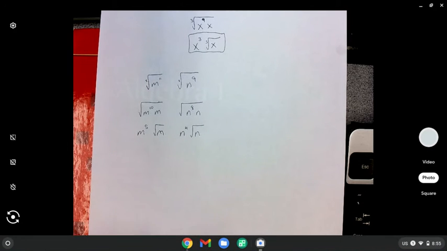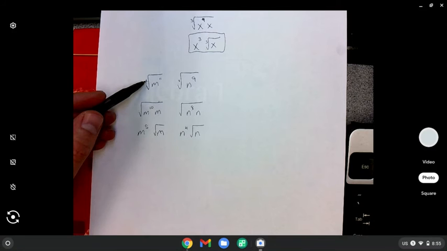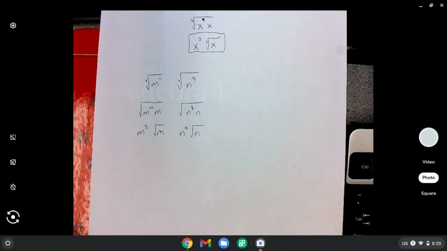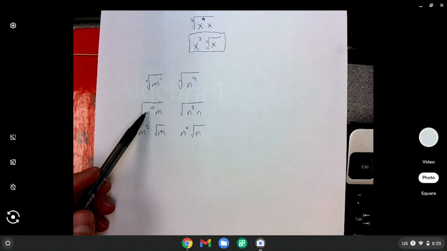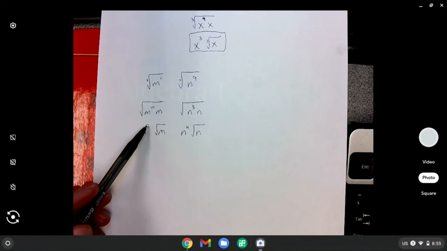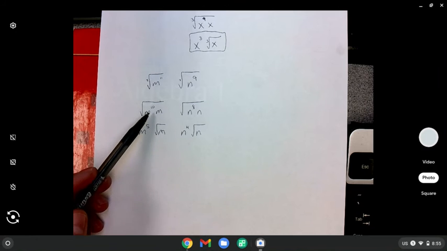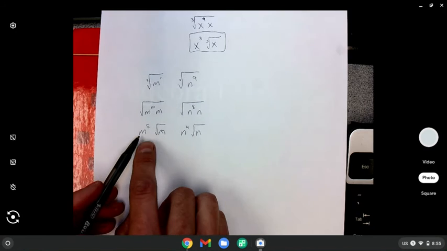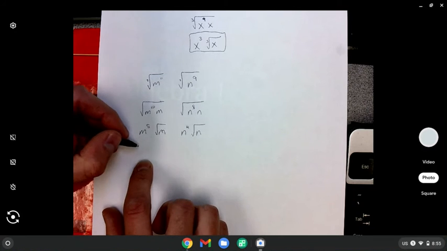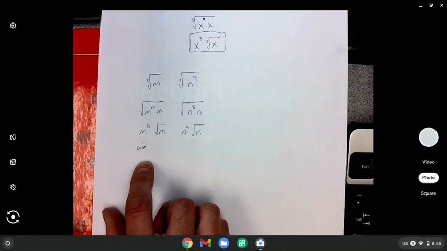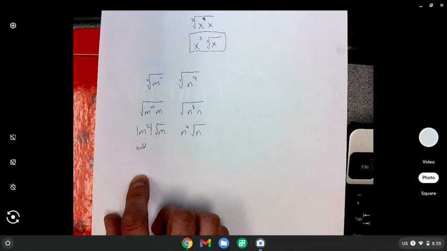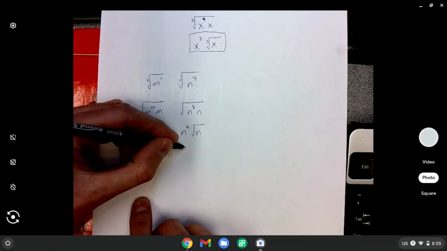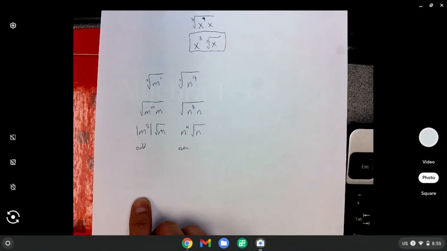Now we've got to talk about absolute values. This is an even root, an even radical. After you've done the division, after you've simplified m to the 10th to be m to the 5th, if your remaining exponent is odd, so if it's odd in the end, you need to put absolute values. If it's even, you don't.